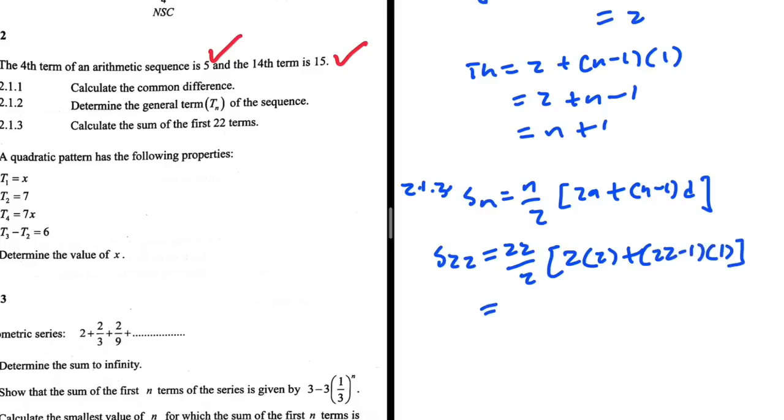Without trying to act fancy, let me just substitute that in my calculator. So I have 22 divided by 2 multiplied by 2a, so that will be 4, plus 22 minus 1 multiplied by 1. I'm getting 275. Okay, so there we go. The sum of the first 22 terms is 275.